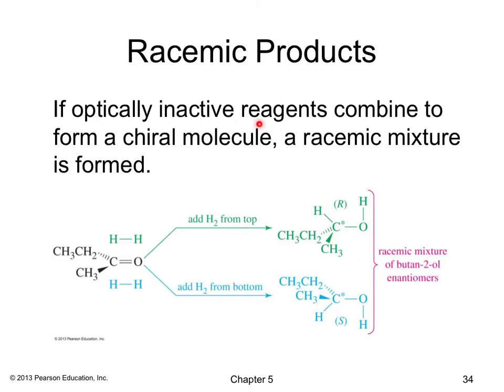If an optically inactive reagent combines to form a chiral molecule, you usually generate a racemic mixture. So here's an optically inactive molecule. It's a ketone, where you can have hydrogenation occurring where the addition of the H is coming on the top or the bottom, generating the R form and the S form. And here you're going to have equal mixtures being formed to generate the racemic product.